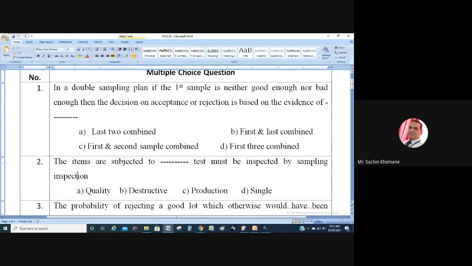So now at least you should answer this. When is sampling inspection required?